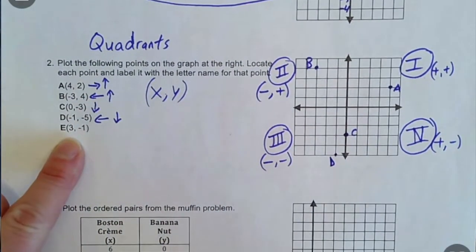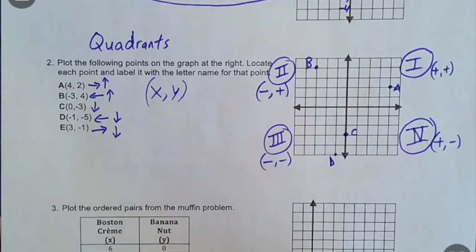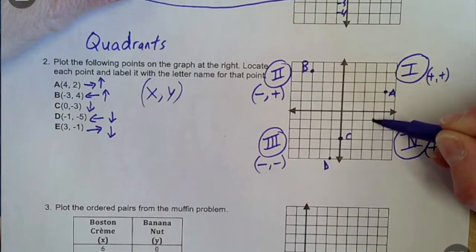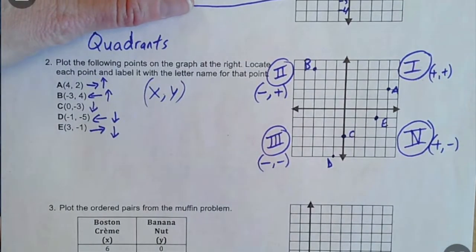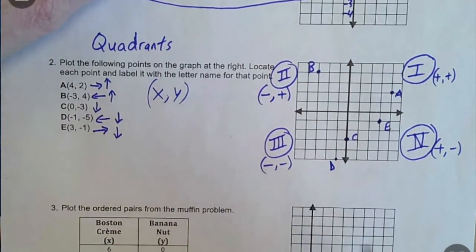And then 3, -1. 3 means right, negative means down. So positive 3 and down 1 for point E. I noticed on test 10 when we were graphing points, some people are going up or down first. You always start at the origin.